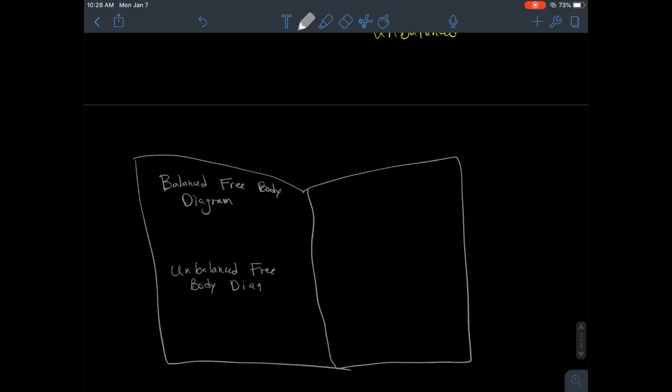Now you can use an example from this video lecture, or you could come up with your own example, but you need to show the free body diagram, and then you also need to show the arrows. You need to show the calculation of the arrows. So therefore, these ones should be equal and opposite, and these ones should have one that is larger than the other because it's unbalanced.